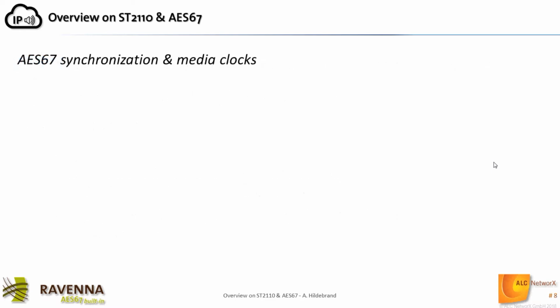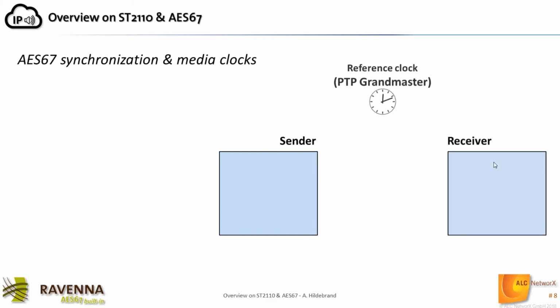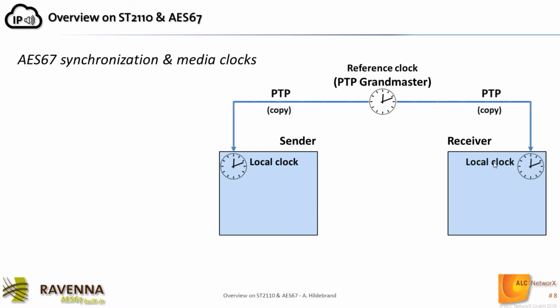Let's assume, of course, we have a sender and we have a receiver on the network and we have a grandmaster clock. Now, the way it works is that any device on the network, any sender, any receiver, has its own local clock built into that device. And that local clock is synchronized to the grandmaster time by the precision time protocol, by PTP. So in other words, all clocks on the network are exactly synchronized through this IEEE 1588 protocol.